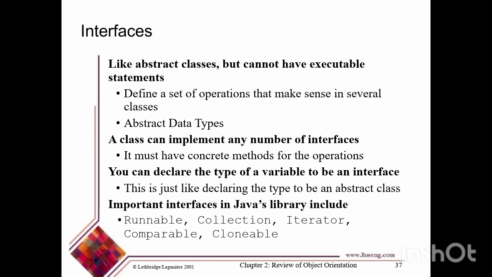And interfaces are like abstract classes but cannot have executable statements. They define a set of operations that may make sense in several classes. Abstract data types. A class can implement any number of interfaces. It must have concrete methods for the operations. You can declare the type of a variable to be an interface. Important interfaces in Java's library include Runnable, Collection, Iterator, Comparable, Cloneable. Already we know the concepts.